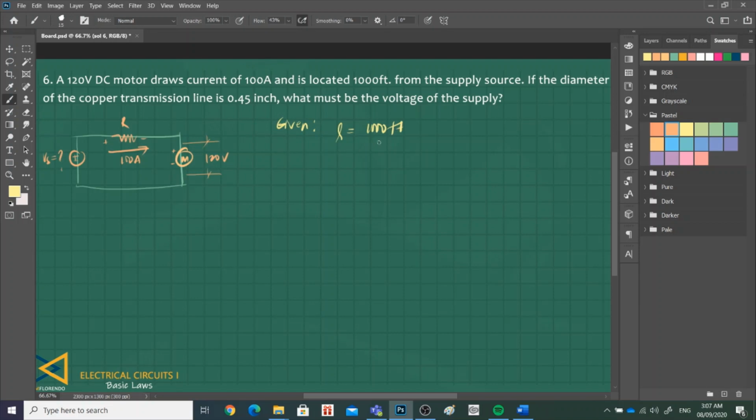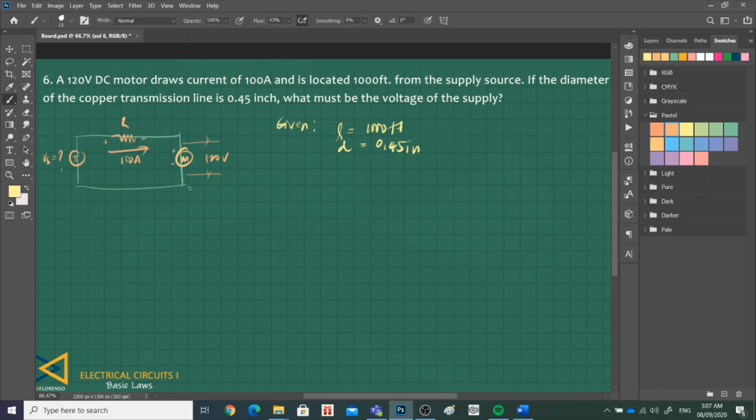If the diameter of the copper transmission line, yung green na yan, yung copper transmission line na yan, the diameter is 0.45 inch, what must be the supply voltage? So, meron tayong source, meron tayong load na motor, magdodraw siya ng current sa ating source na 100 ampere. Ngayon, yung ating copper transmission line, yung magdudugtong sa ating circuit, meron kasi yung resistance din, okay?